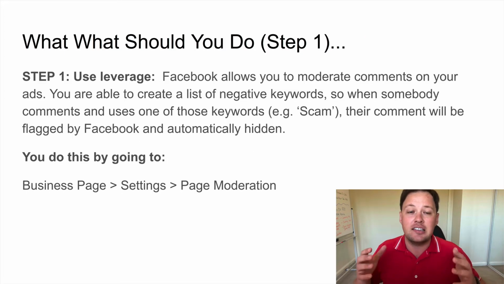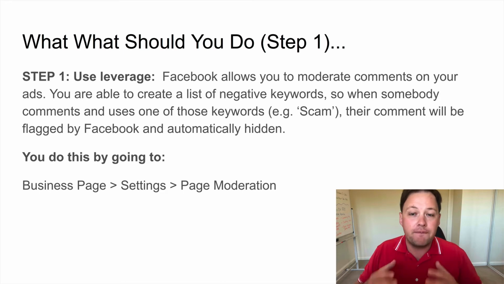Step one is to use leverage, okay? Leverage is my favorite word. Facebook allows you to moderate comments on your ads. You're able to create a list of negative keywords, so when somebody actually comes in and comments and uses one of those keywords, for example, scam, their comment will be flagged, it will be detected by Facebook, and Facebook will automatically hide that comment, okay? So that's incredibly powerful. You can create an endless list of keywords that if somebody comments that keyword on your ad, Facebook will automatically pick it up and hide it straight away, so nobody else can see it.